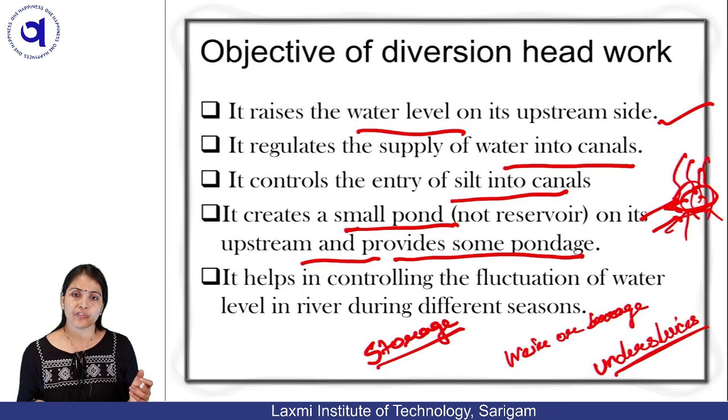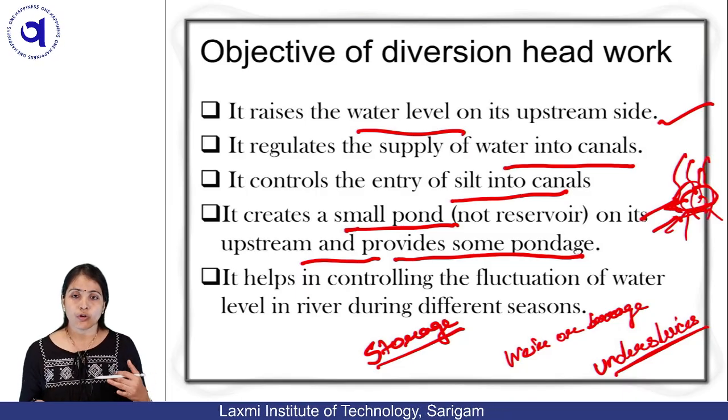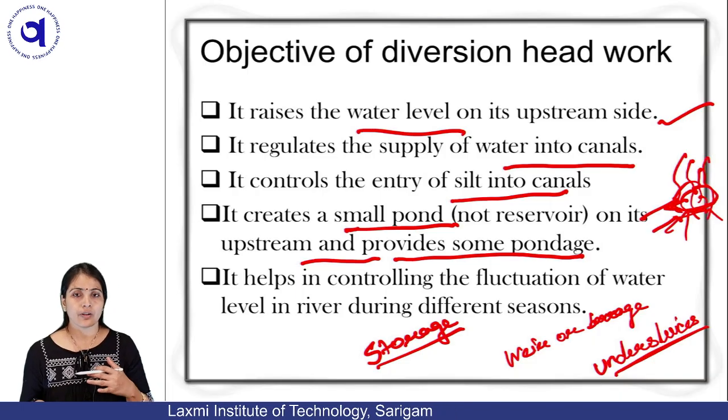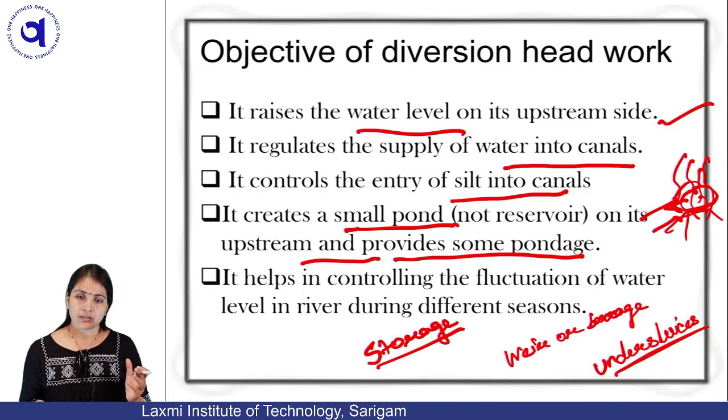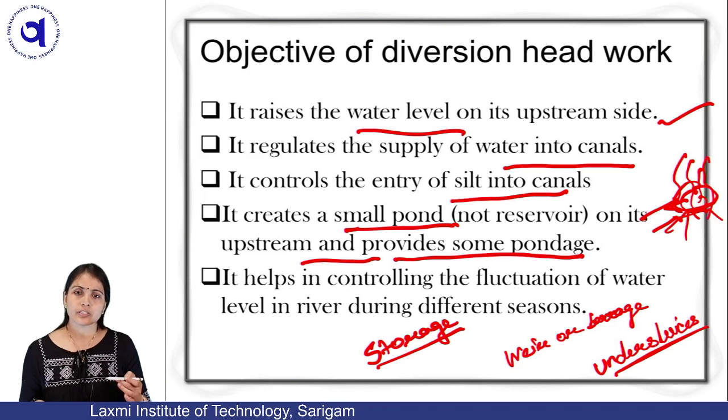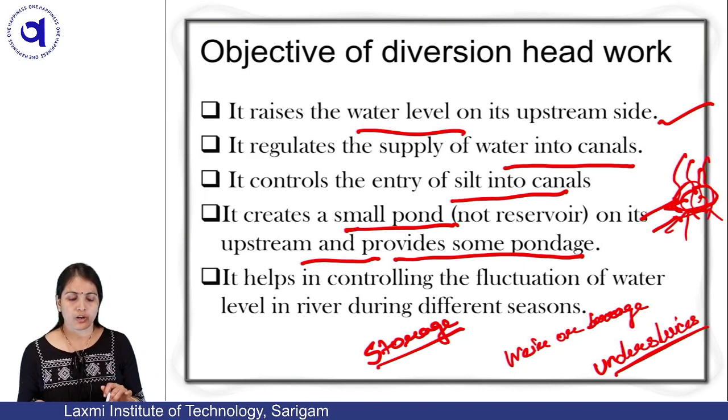What do you understand by different seasons? In the monsoon the water level will increase, in the summer the water level will decrease, and in winter it will decrease. So the diversion headwork also controls the fluctuation of water.